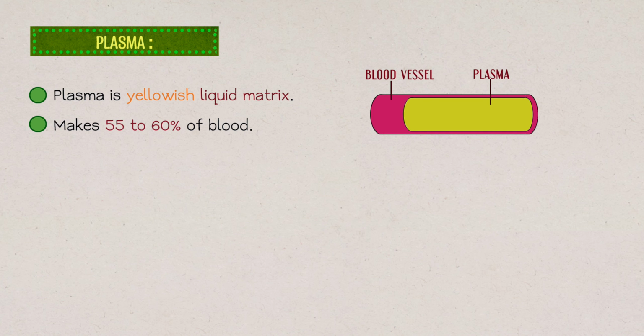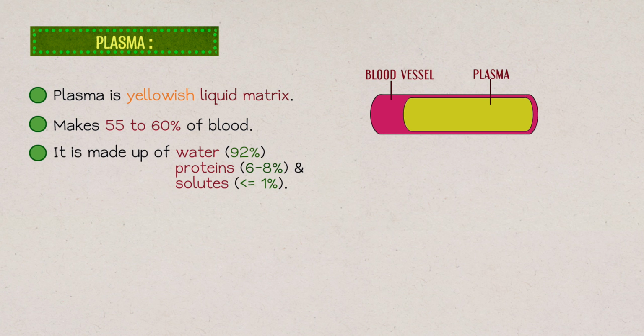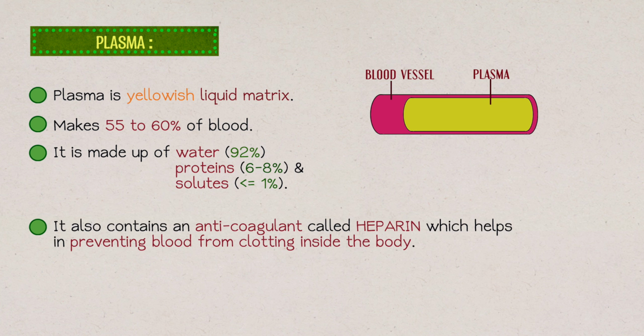Now let's discuss plasma. Plasma is a liquid matrix and yellowish in color. It makes up around 55 to 60% of blood. Plasma is made up of 92% water and contains proteins, nutrients, hormones, salts, and wastes. It contains an anticoagulant called heparin, which prevents blood from clotting inside the body.